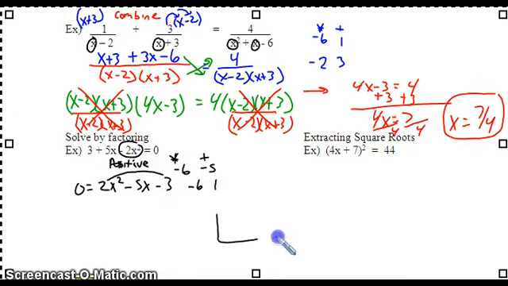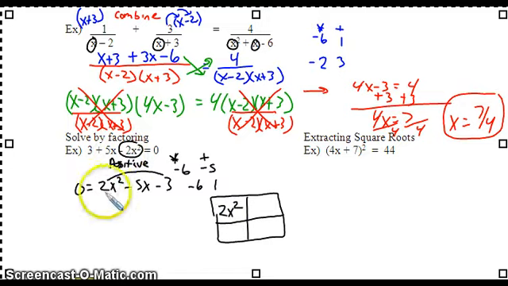This method is called the box method because you have to draw a box. And in the box you will put the first term that you're factoring, which is the 2x to the second power, so the first term of the polynomial. The last term of the polynomial goes in the last box. And then in the two boxes you just came up with, you put these two numbers along with the variable, in this case an x.